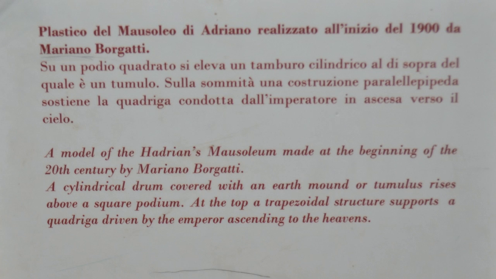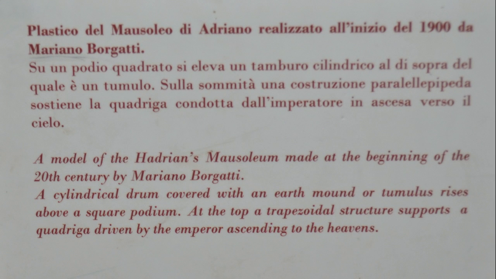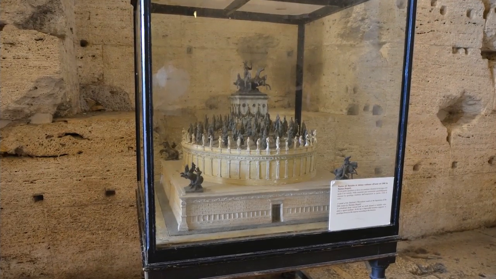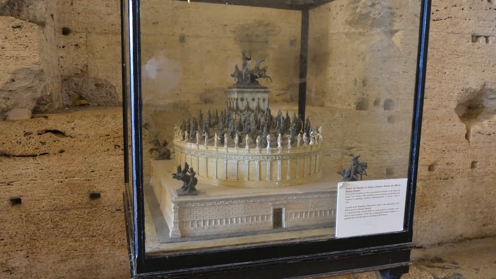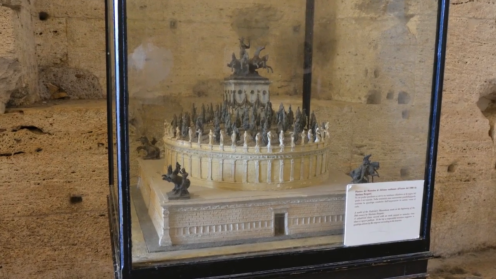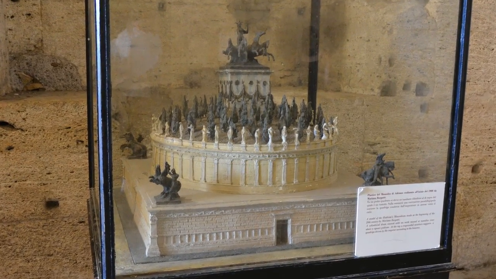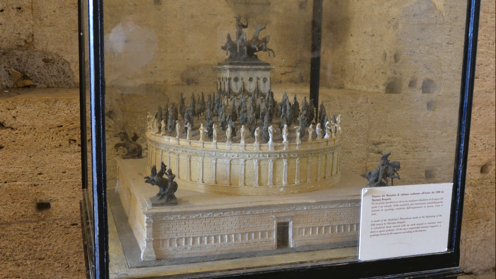Model of Hadrian's mausoleum, made at the beginning of the 20th century by Mariano Borgatti. A cylindrical drum covered with an earth mound rises above a square podium. At the top, a trapezoidal structure supports a quadriga driven by the emperor ascending to the heavens.